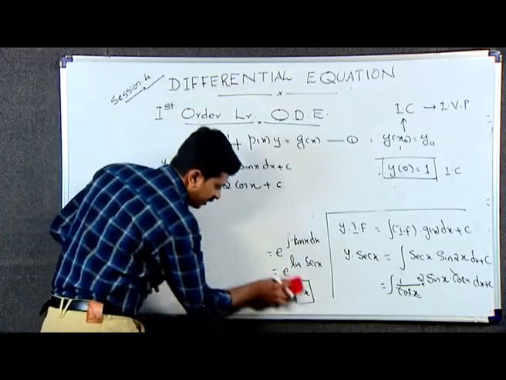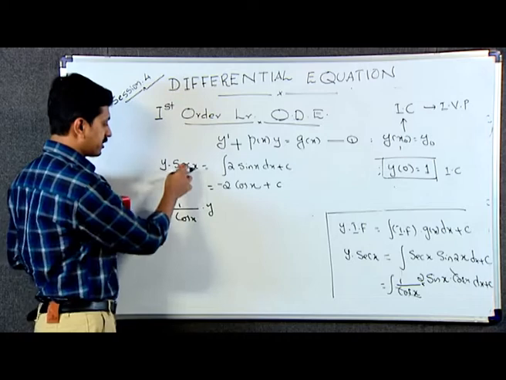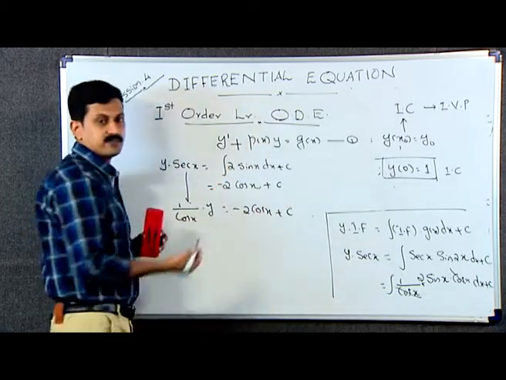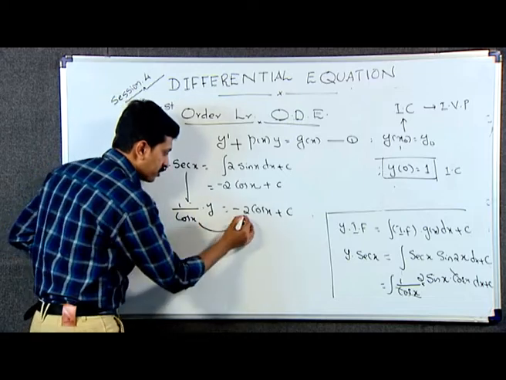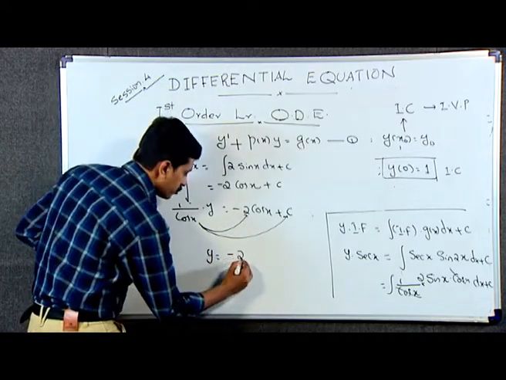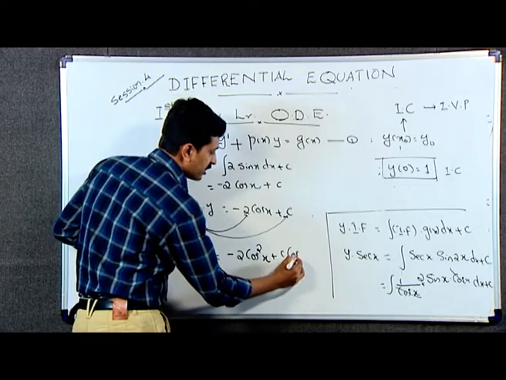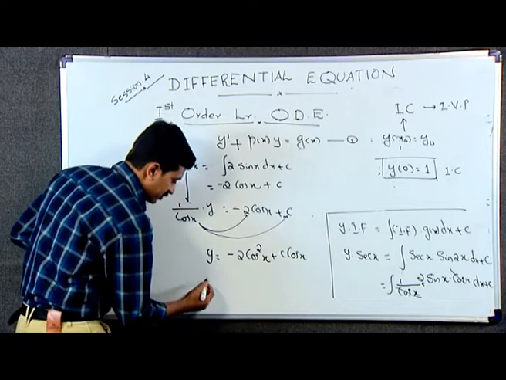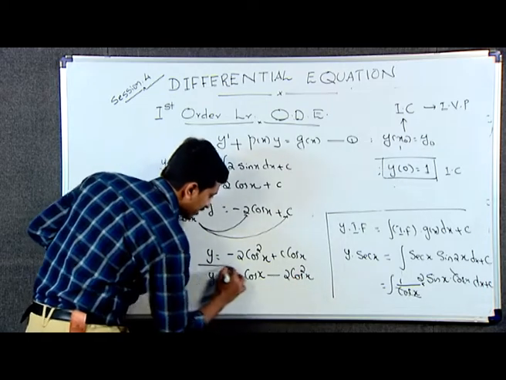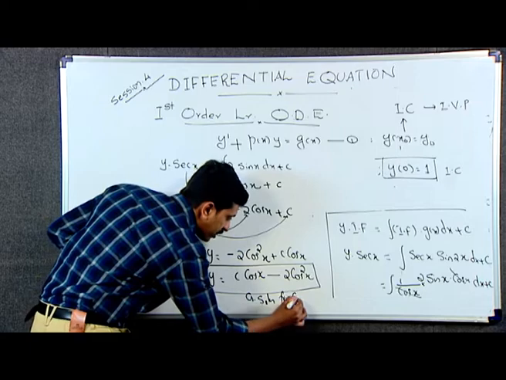On the left side we can rewrite sec x as 1 by cos x. So (1 by cos x) times y is equal to minus 2 cos x plus c. Therefore, we take this cos x to the other side and multiply: y is equal to minus 2 cos x times cos x, which is cos square x, and cos x times c is c cos x. This is the general solution, that is y = c cos x minus 2 cos square x. This is the general solution for the given ODE.